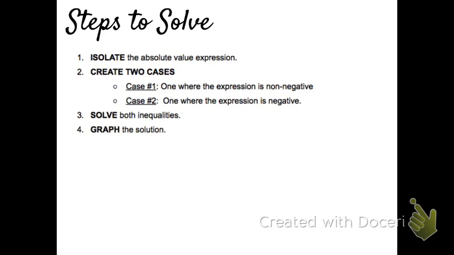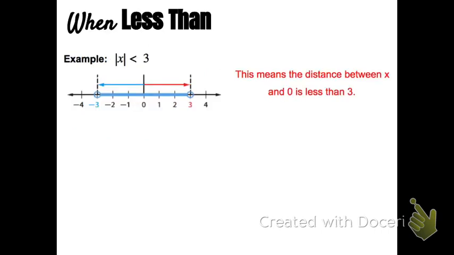So there are two different kind of scenarios. One where the inequality is less than, and we're going to go through some examples of those first. This is in your notes, but I want to go over it and make sure you're really clear about what this is saying. So here, this is saying the absolute value of x is less than 3.